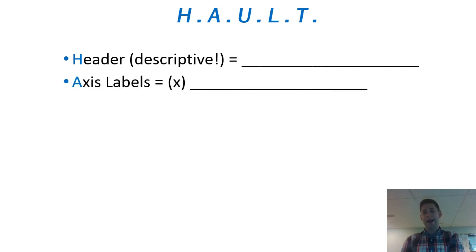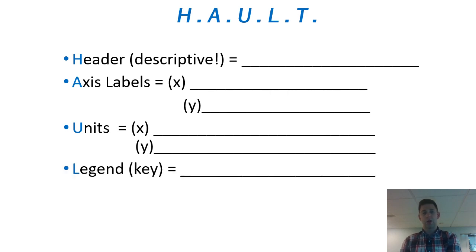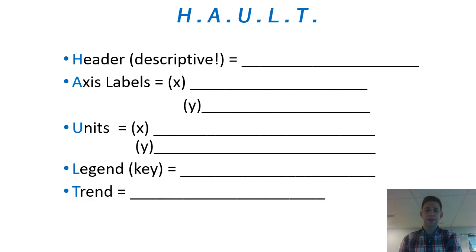A stands for axis labels. You want to make sure that both the X and Y axes are labeled. U stands for units. Want to make sure that you include units, whether it's the X, Y, or both. L for legend. Not all graphs require a legend, but if a legend is appropriate, it needs to be clearly labeled. And then lastly, I would star this one because here's where students often forget.